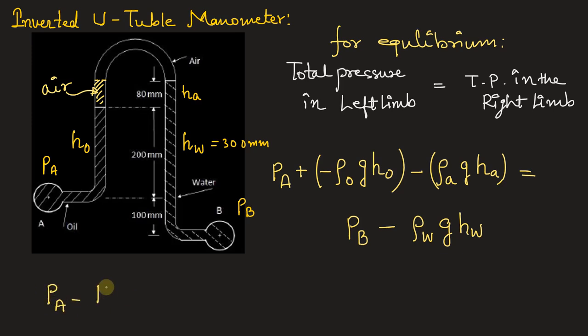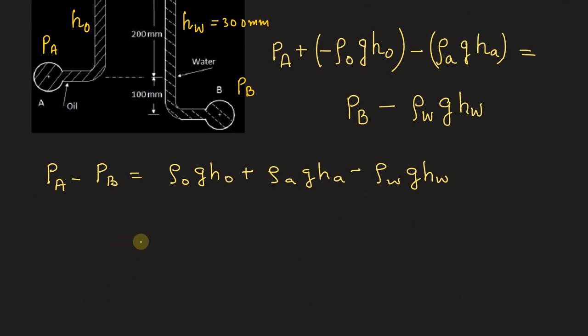PA minus PB will be equal to rho O G HO plus rho A G into HA minus rho W into G into HW. Now all these values are given here, so let's write here. Now in the problem, the density of oil is not given, but the specific gravity of oil is given. So let's write specific gravity of oil is equal to density of oil divided by density of water, because reference fluid we are taking water. So that's how we write specific gravity of oil here.